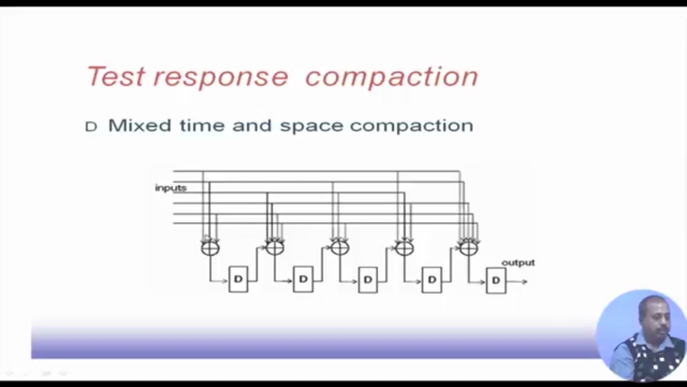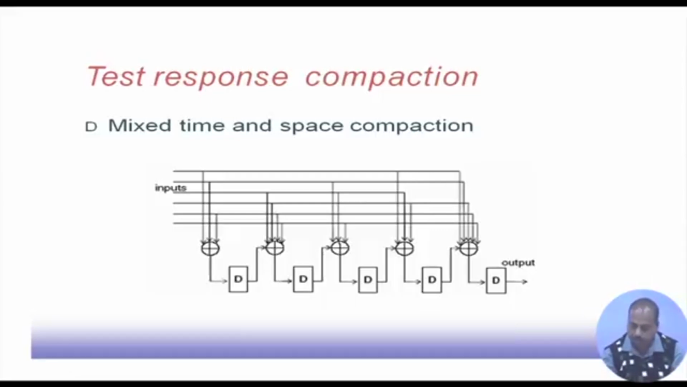See, instead of feeding a single value, we have fed 4 values here. Here I have fed these 3 values, and here I have fed these 4 values. This is basically the space compaction part, plus this flip flop connection is going there. This is also XOR, and this is basically the time compaction part. Ideally, we should do the space compaction first. So, this is basically the circuit.